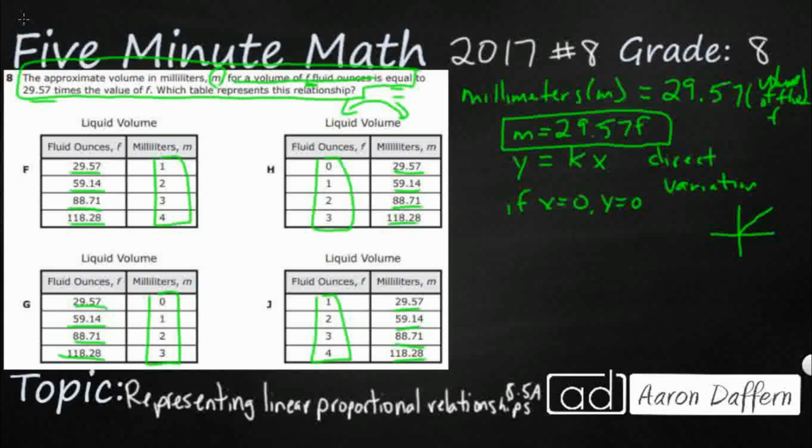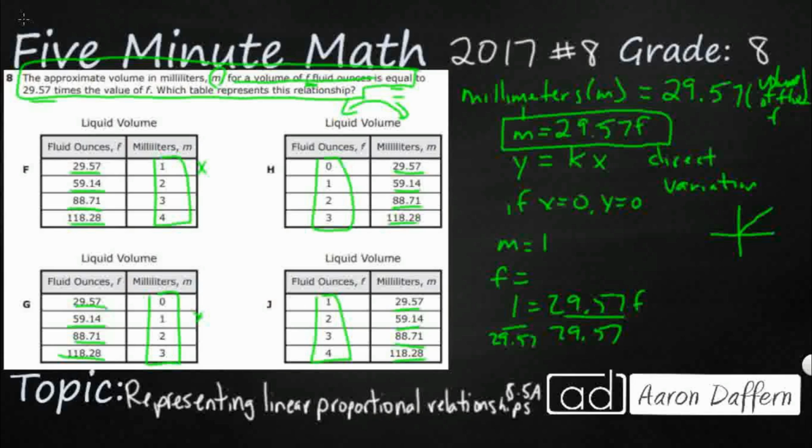So M equals, let's just say if M equals 1, then F is going to equal, let's see, if M equals 1, yep, that's not going to work. So I've got some of these that have this M over here for 1, that's not going to work, because 1 equals 29.57F. I really don't want to divide both sides by 29.57.